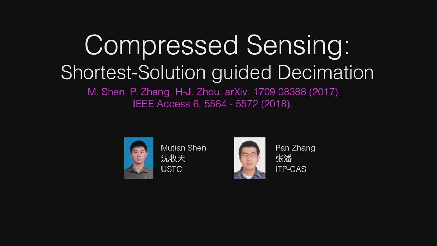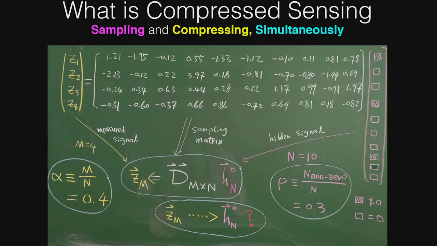We proposed an algorithm that is heuristic. It's called SSD, short solution guided decimation. This work was in collaboration with a student, a small team, and a researcher at the Max Planck Institute. So what is compressed sensing? We have already heard a lot about this.